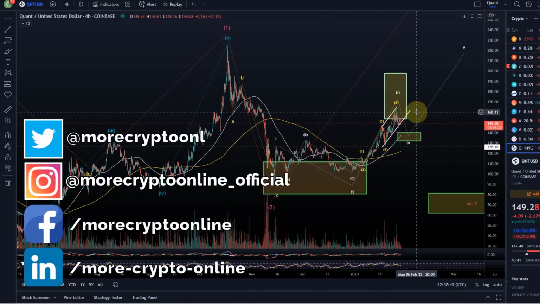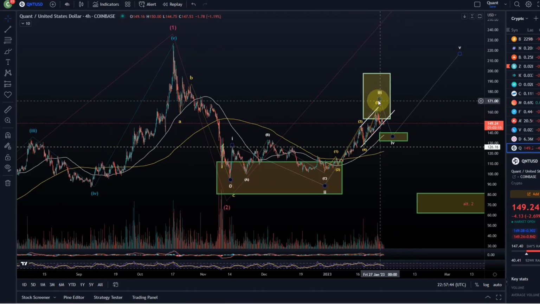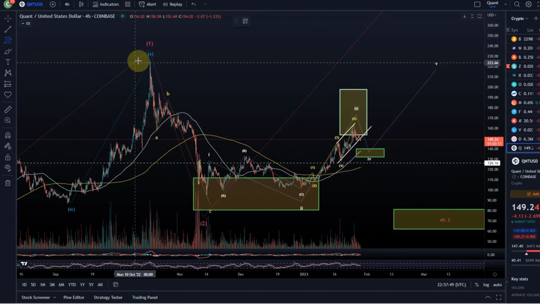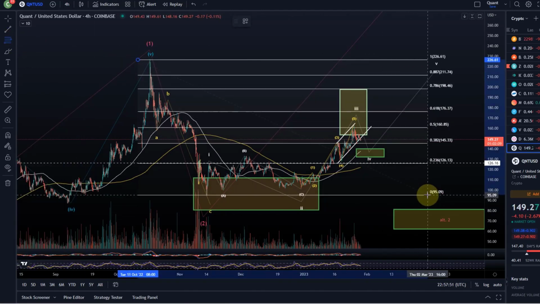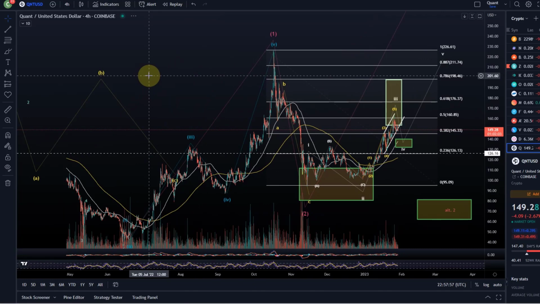So yeah, Quant is still fighting with this target area. Obviously, the target was reached, and in fact, it reached perfectly the 50% Fibonacci retracement, which would be very relevant for a bearish count. Just a reminder what the bullish and the bearish counts are here.